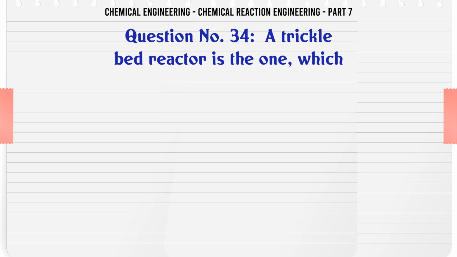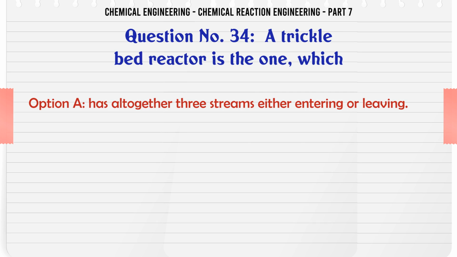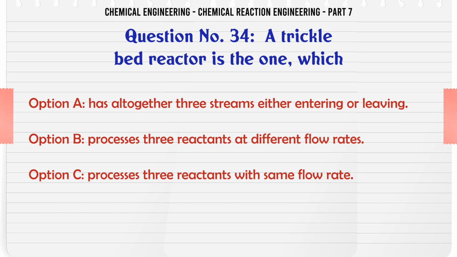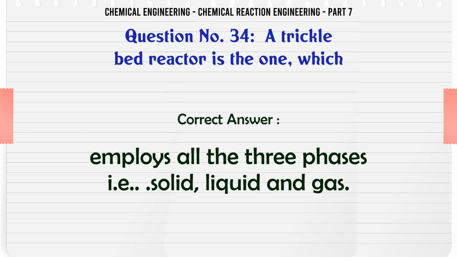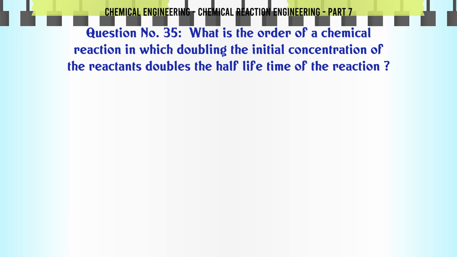A trickle bed reactor is the one which A. has altogether 3 streams either entering or leaving. B. processes 3 reactants at different flow rates. C. processes 3 reactants with same flow rate. D. employs all the 3 phases, i.e. solid, liquid, and gas. The correct answer is employs all the 3 phases, i.e. solid, liquid, and gas.